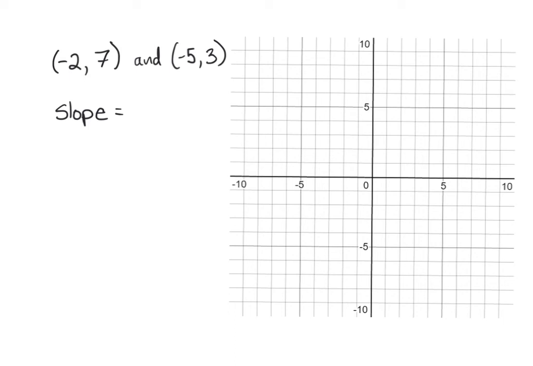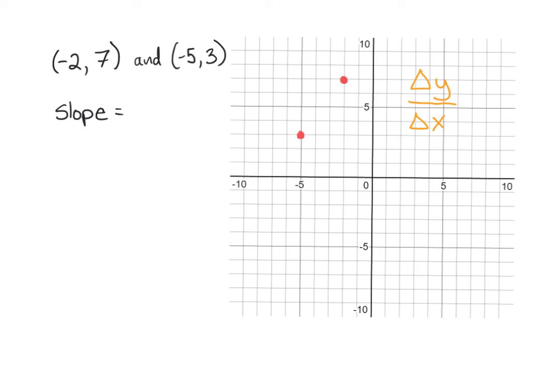So on my x-axis, I find -2, and then I go up to +7. My second point is (-5, 3). So I go to -5 on the x-axis, and then up 3, and there's my second point. Now I find the change in y over the change in x.